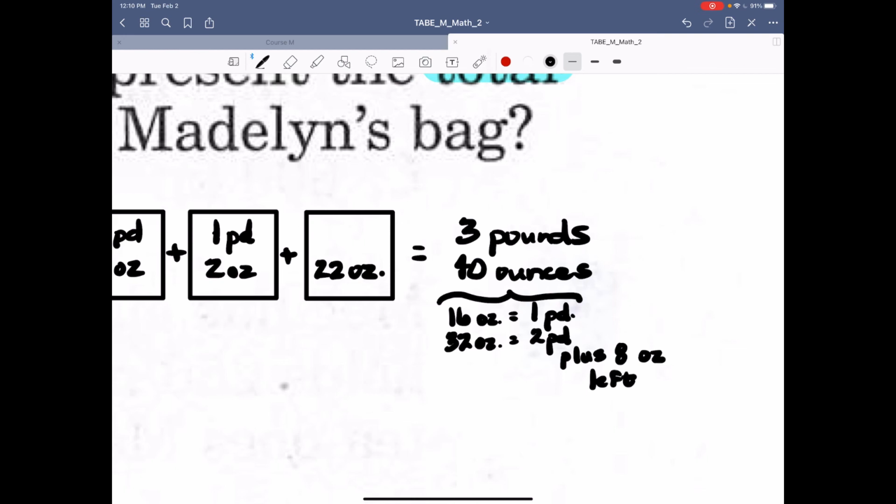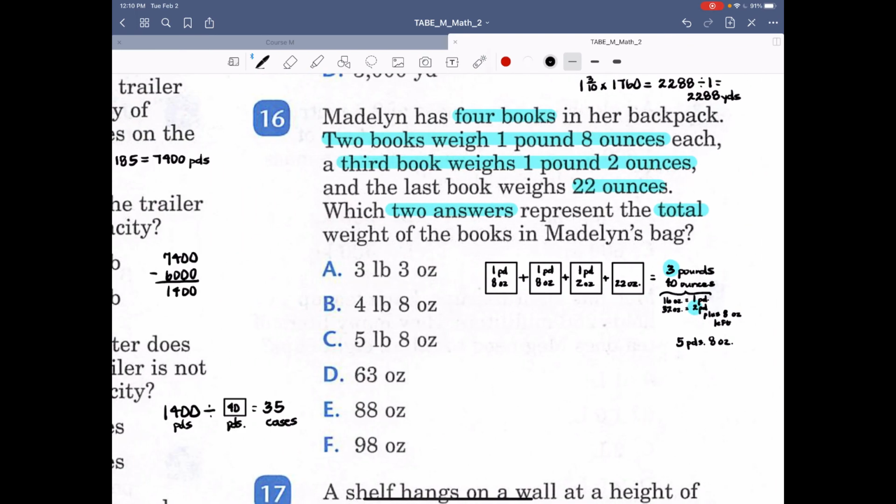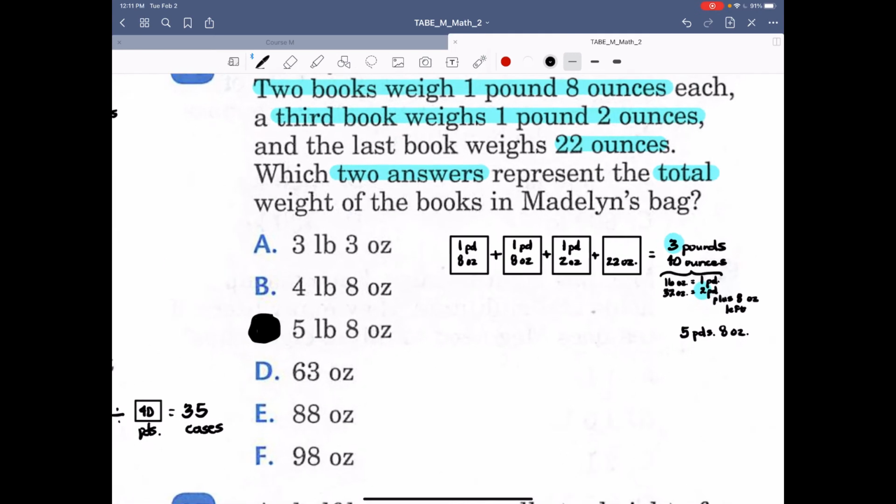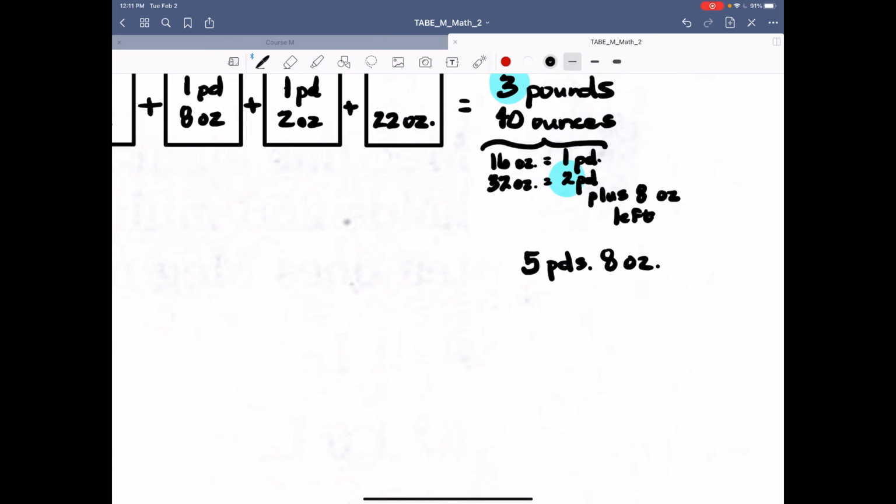So one way that I could say this is 3 plus 2. That's a total of 5 pounds with that 8 ounces left. So let's see if that is one of the choices. And there it is, C, 5 pounds, 8 ounces. That's how I would leave my answer. But they want us to find a second one. And all we can do with the second one is convert it all to ounces.